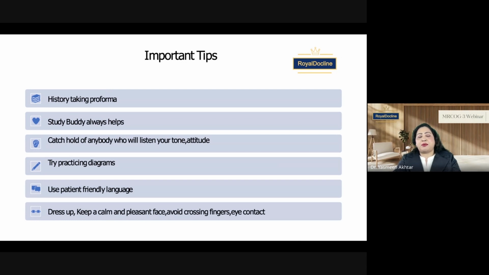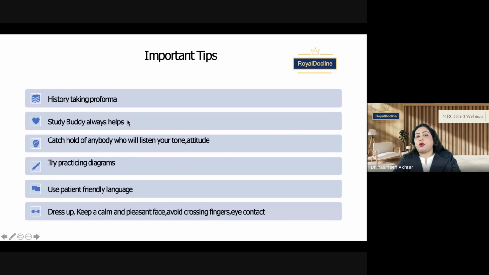Now, the important tips during your preparation, I would say that for each case, history taking proforma is very important, as I said, for preeclampsia, antepartum hemorrhage, for infertility, for gynae cases, for labor ward. What are the different types of the proformas? Introduction and then the proforma. Introduction, how you will introduce yourself in each station, and then history taking proforma.